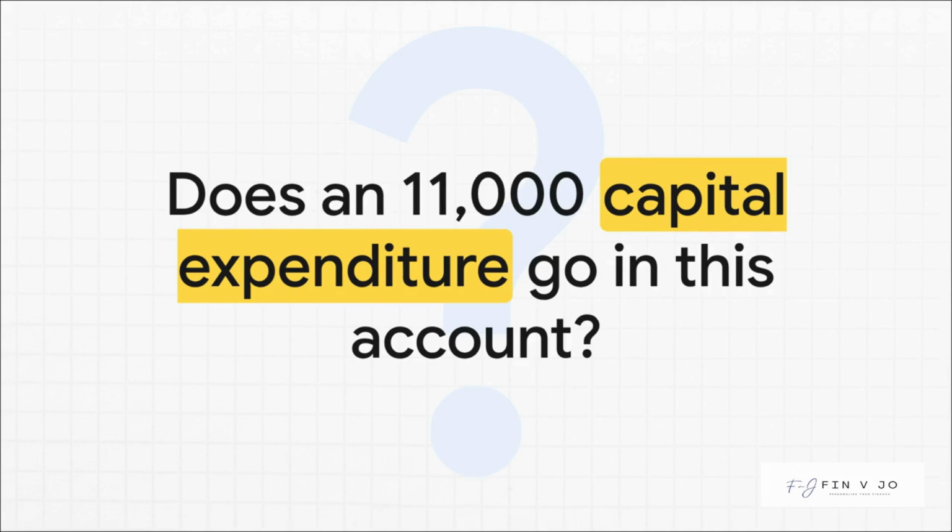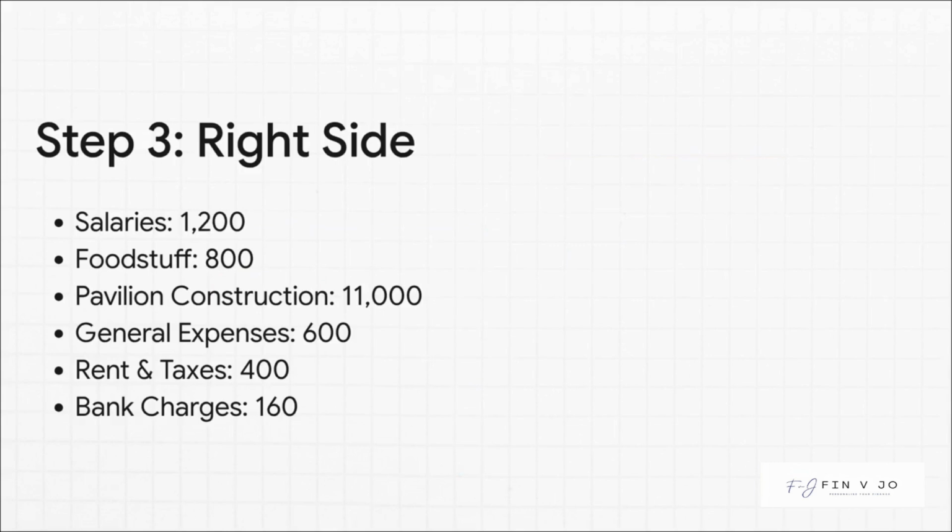But wait, let's actually test your memory of the rules we literally just studied, just to simulate a little exam pressure. So, we have an $11,000 payment for constructing that club pavilion. Tell me, would that go in this specific account, even though it's clearly a major capital expenditure and definitely not an everyday operating cost? What do you think? Yes, it absolutely does. Remember, this account completely ignores the difference between capital and revenue. All cash outlays go on the right side.